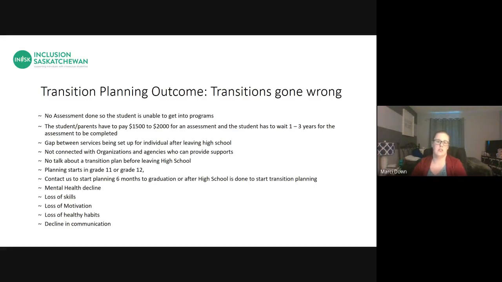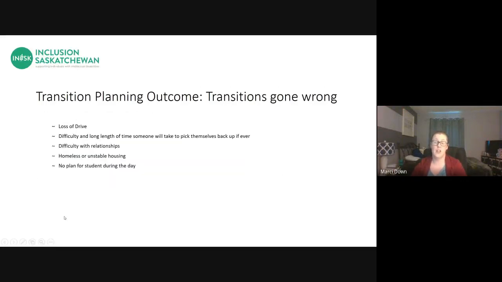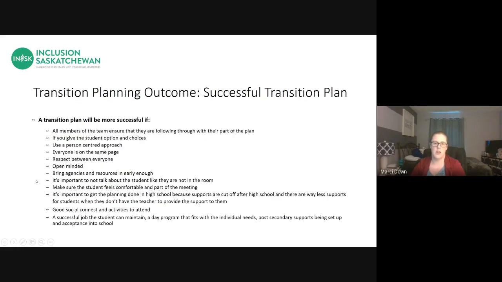We've seen a lot of students have mental health decline. And this is the saddest for me because they lose a lot of their skills. They have a hard time getting back on track. They don't feel like they're doing something that's worthwhile. It's really sad to see. We don't want to see that. It's terrible. The student has a loss of skills, a loss of motivation, a decline in communication, a loss of drive, difficulty and the length of time for them to pick themselves back up and learn those skills again. They've had years to learn them and now they have to just pick it back up. Difficulty in relationships. We've seen people who have unstable housing or are homeless, and no plan for the student during the day. So they're kind of twiddling their thumbs playing video games at home and it just doesn't work out very well. That motivation is lost after that.